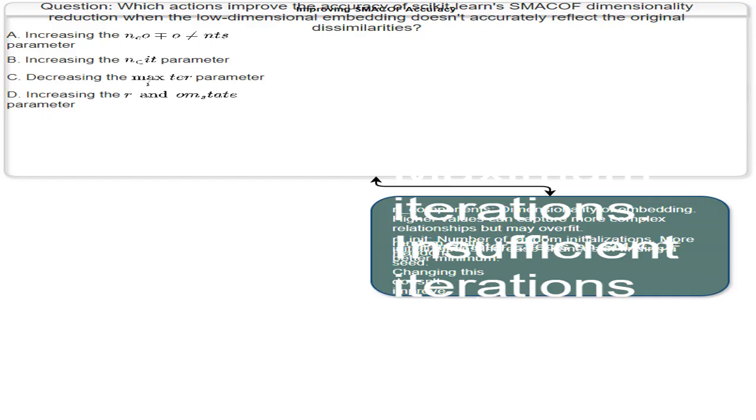I think of max_iter as the number of steps we allow the algorithm to take in its search for a good solution. Think of it as the number of times a hill climber can try to reach the lowest point. Too few iterations will result in a quick, but potentially poor answer. The algorithm hasn't had enough time to fine-tune its result. You need enough iterations for the algorithm to converge and find a well-fitting embedding.